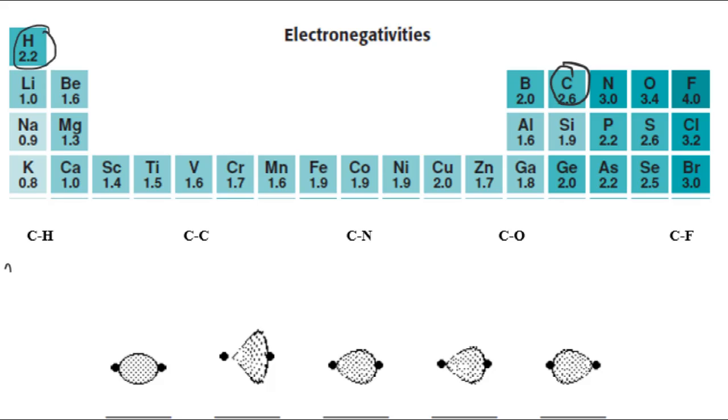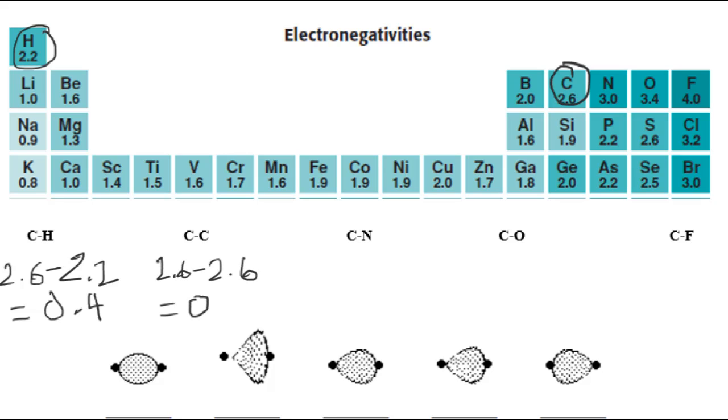So I'm going to take 2.6 minus 2.2, 0.4, right? What about the carbon-carbon bond? 2.6 minus 2.6 equals 0. Carbon-nitrogen. Nitrogen is 3. I want a positive number, so I'm going to put the 3 first. 3 minus 2.6 equals 0.4.